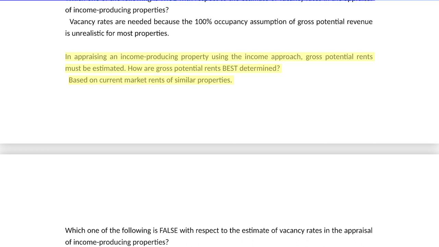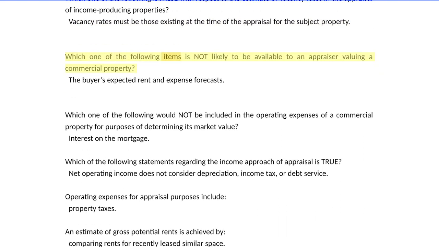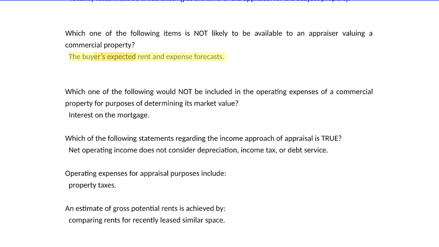Which one of the following is false with respect to the estimate of vacancy rates in the appraisal of income-producing properties? Vacancy rates must be those existing at the time of the appraisal for the subject property. Which one of the following items is not likely to be available to an appraiser valuing a commercial property? The buyer's expected rent and expense forecasts.